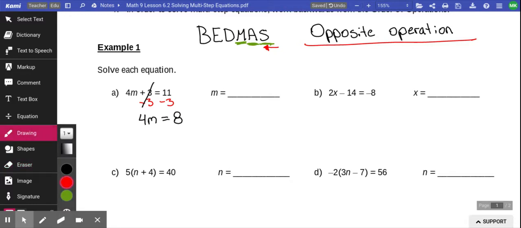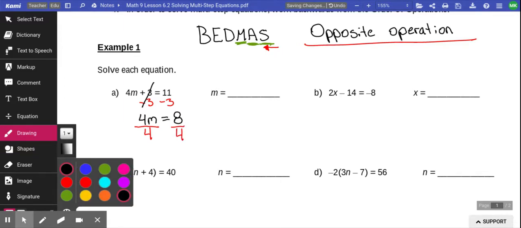The opposite of times is divide. So we're going to divide both sides by 4. On the left-hand side, that will cancel out, and I'll be left with just m. On the right-hand side, 8 divided by 4 is 2. So my answer is m equals 2.